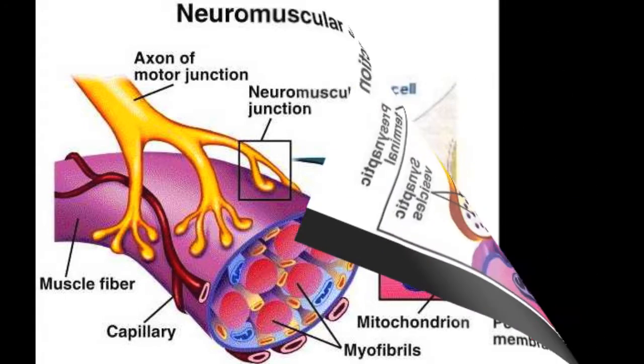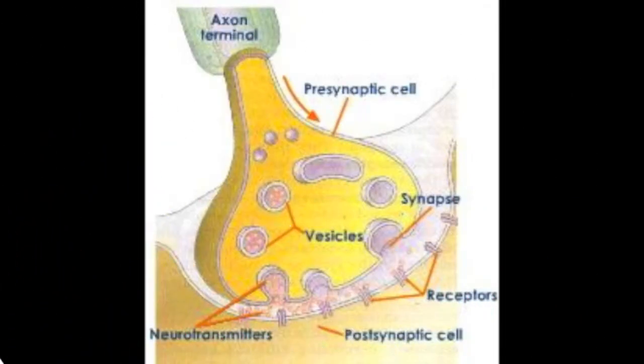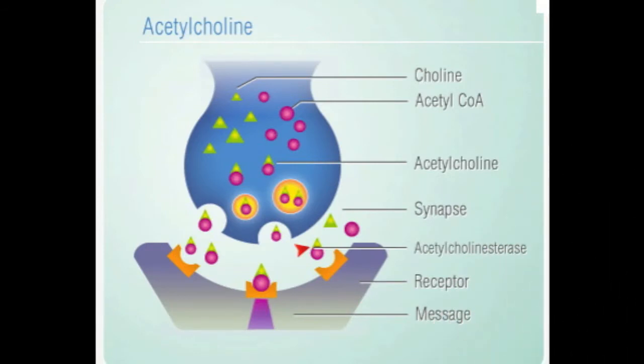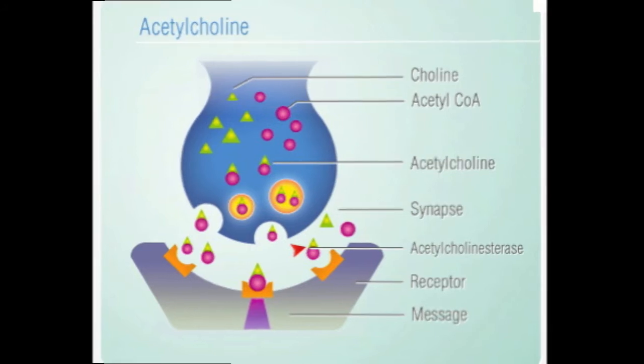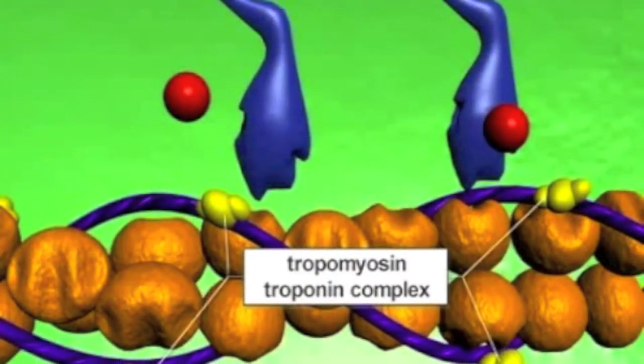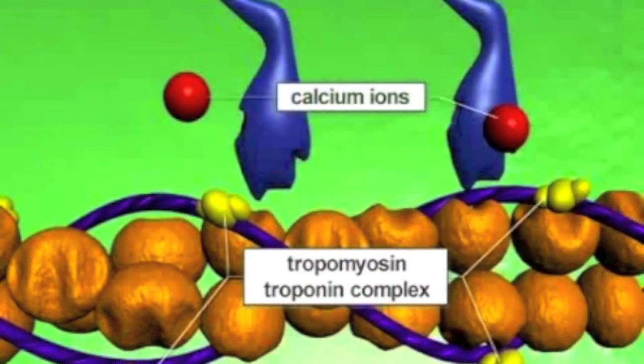This nerve then triggers a muscle action potential. The synaptic end bulb of the neuromuscular junction proceeds to release a neurotransmitter to the motor end plate. In this case, the neurotransmitter is acetylcholine. Next, the neurotransmitter binds to the muscle fiber. This triggers the sarcoplasmic reticulum to release calcium.